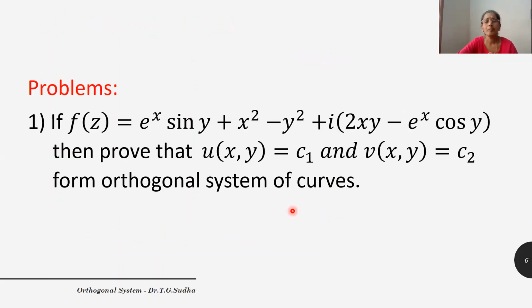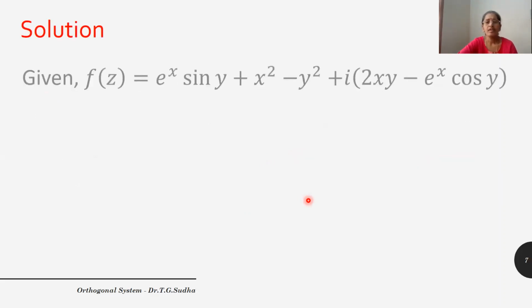Now let us see some problems here. The first one: f(z) = e^x sin y + x² - y² + i(2xy - e^x cos y). Here we need to prove that u and v form an orthogonal system of curves. So let us look into the solution.